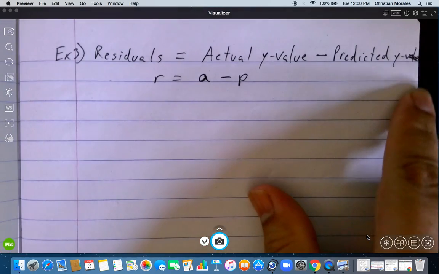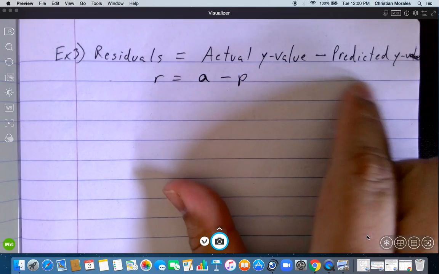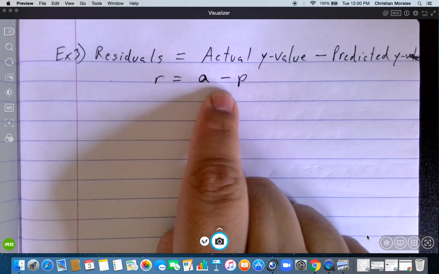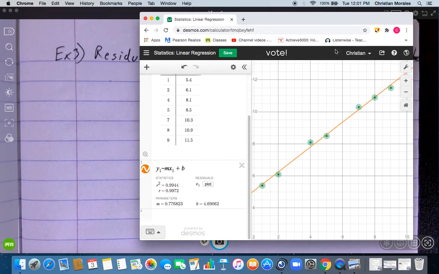So I'm sorry I ran out of space here. Basically, a residual is when you take a y value minus the predicted y value. So if you write this, R is the actual amount minus the predicted amount. Now this can be confusing the first time you see it. Let me go back to the graph.